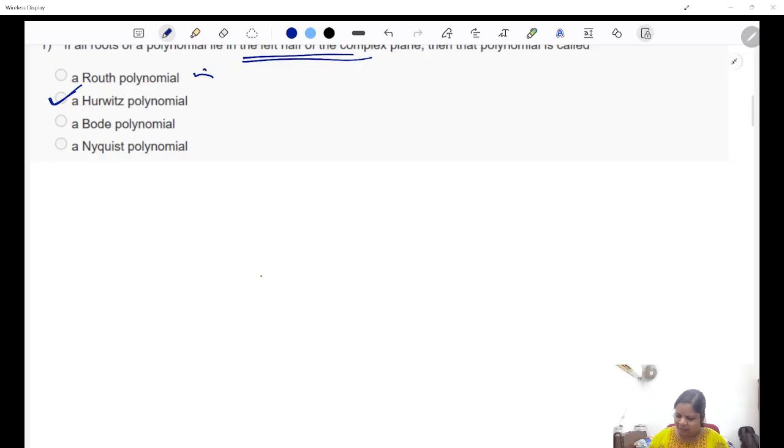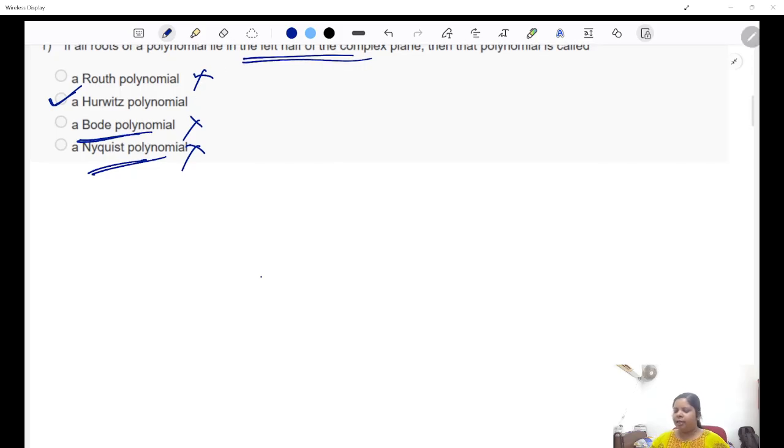Oh, they don't exist. There would be Bode plot coming in. I think after 2-3 lectures it will come into picture. Nyquist plot will also come in. We are going to have questions on all of them in the coming lectures. So all of them are plots, and they are methods of finding out the stability of the system in frequency domain, not in time domain.